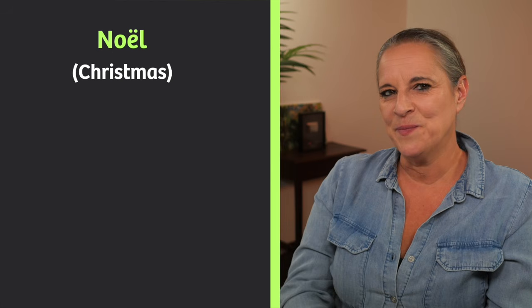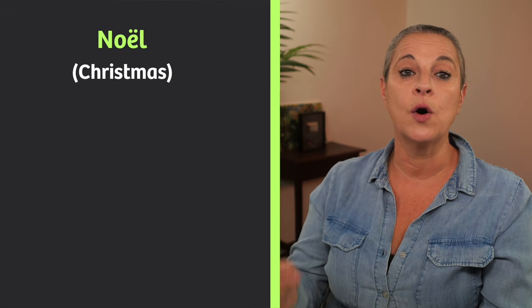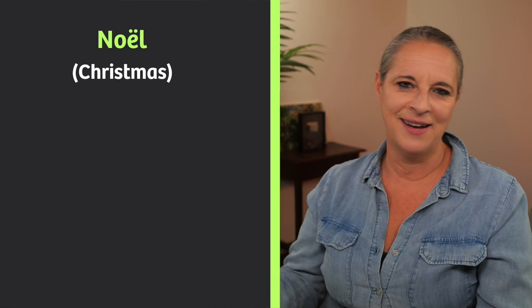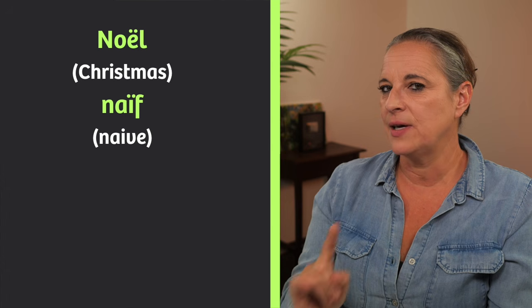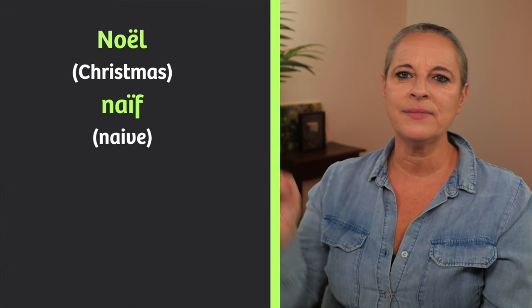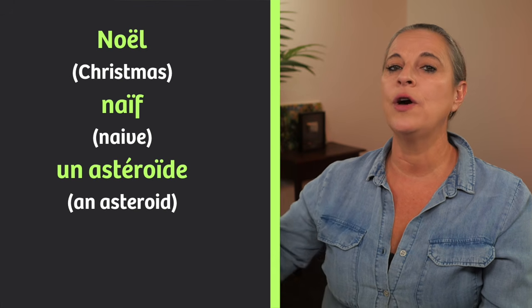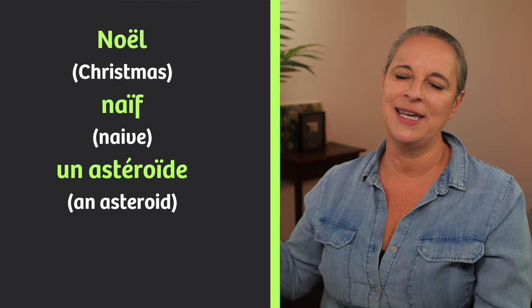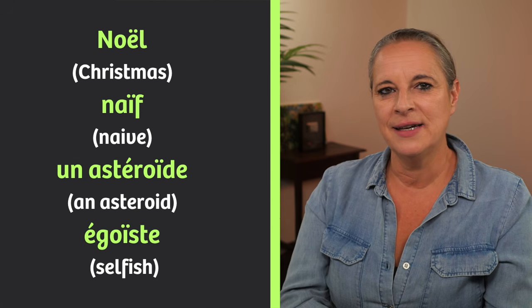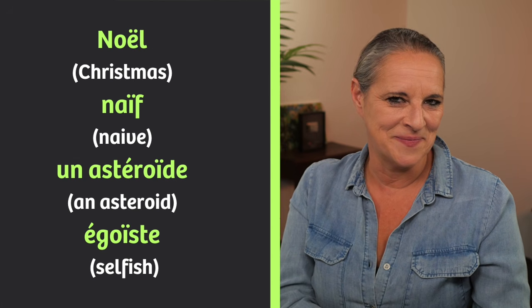Can you read this one? You need to separate the O and the E. Okay, so Noël. Have a look at this one. Separate the A and the I. Naïf, naïf. And this one? Astéroïde, astéroïde. What about this one? Égoïste, égoïste. And to finish, I would like to have a look at la cédille.